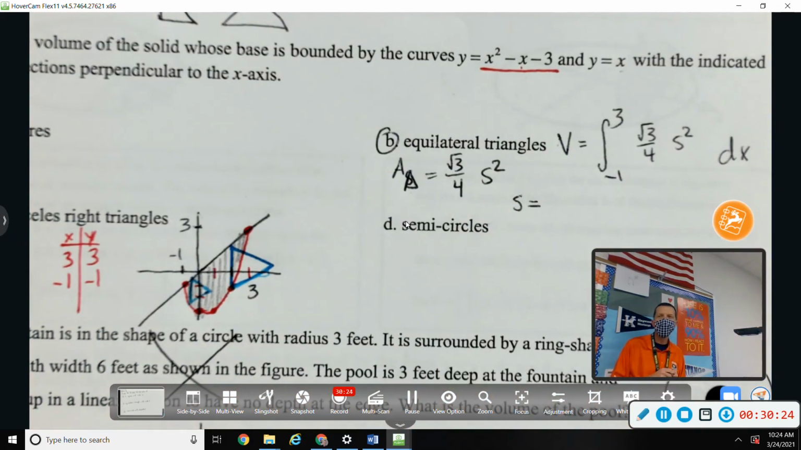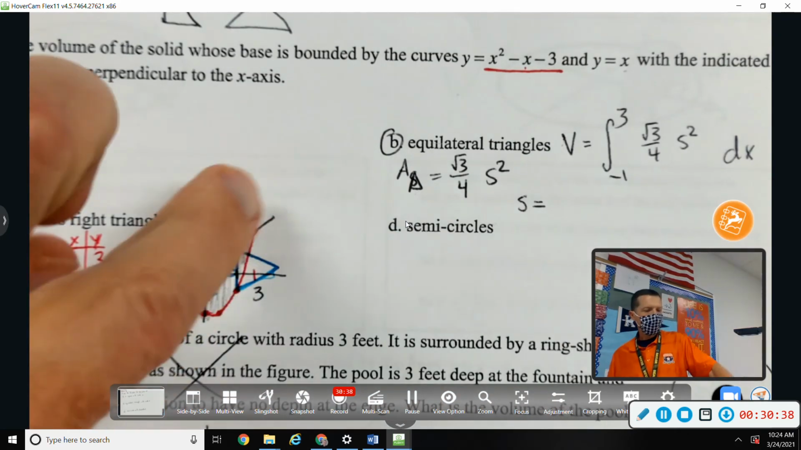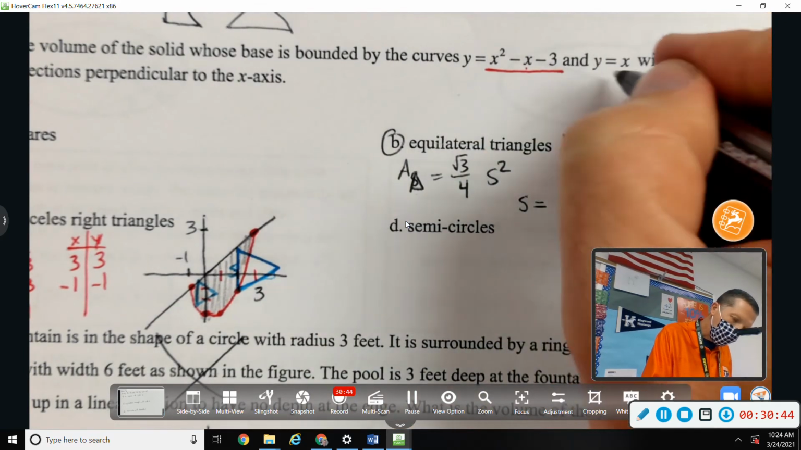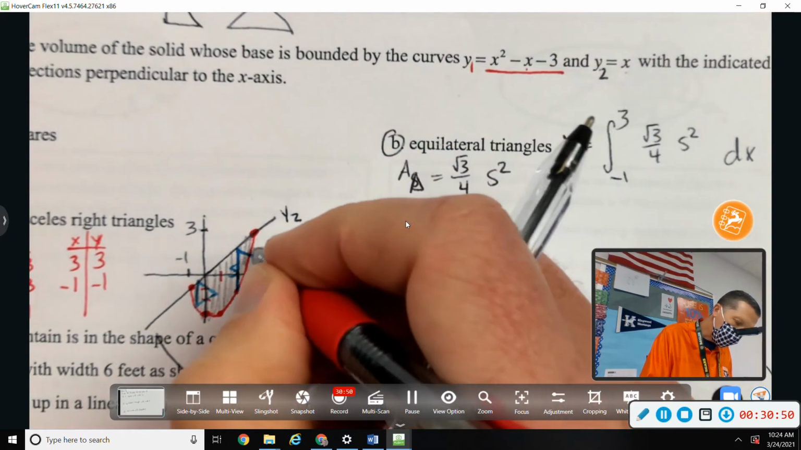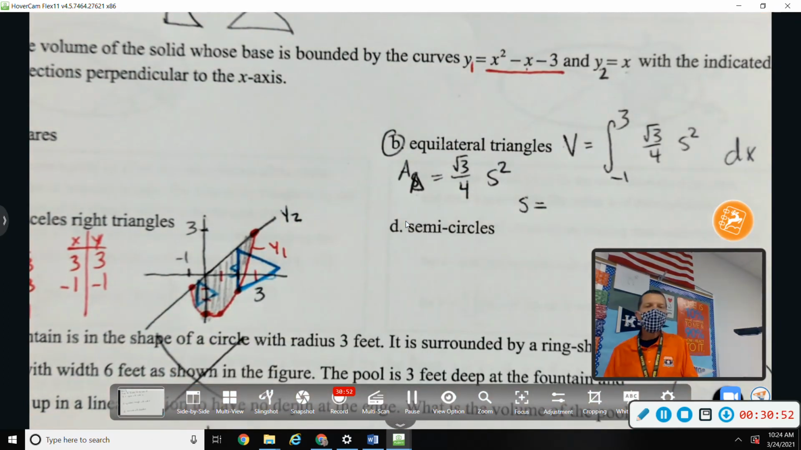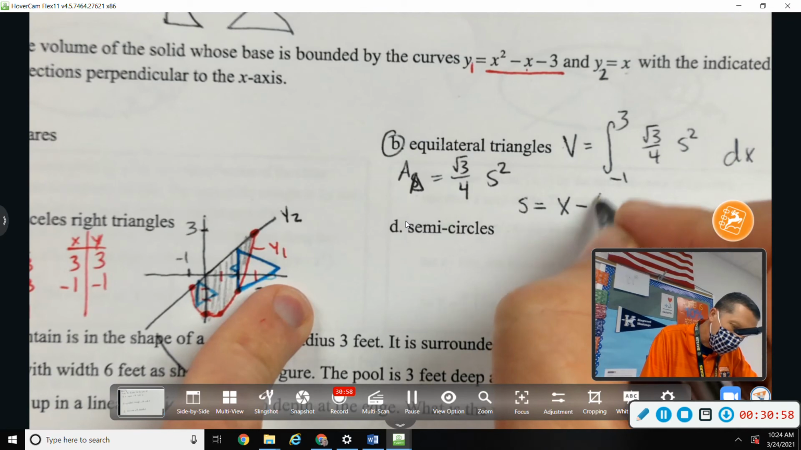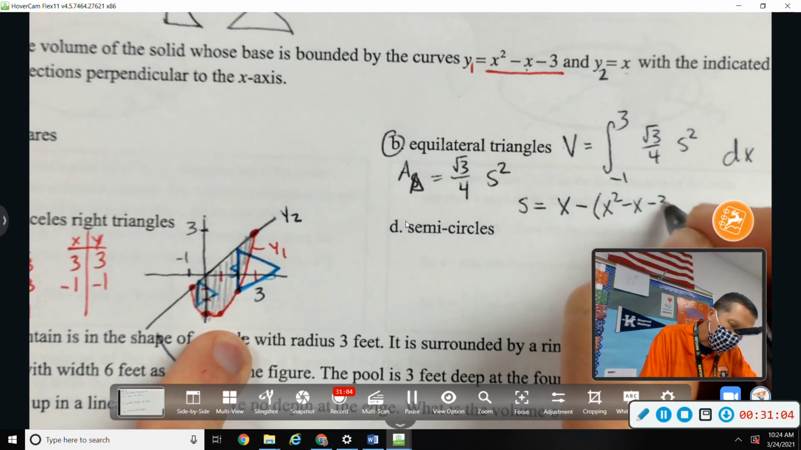This is sort of related to what we did yesterday. What's S equal to? Or how do I find S? It's the top minus the bottom. So that's y2 minus y1. So y2 is the line, just x, minus y1 is the parabola, x squared minus x minus 3.